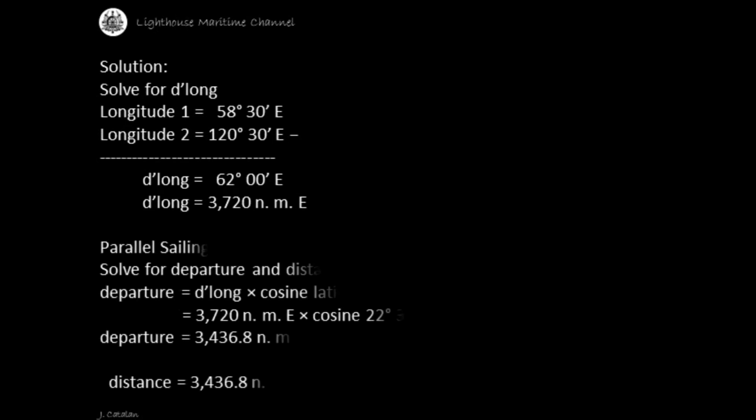Parallel sailing. Solve for departure and distance. Departure is equal to difference of longitude multiplied by cosine latitude. Distribute the value. Departure is equal to 3,720 nautical miles east multiplied by cosine 22 degrees and 30 minutes south. The result: departure is equal to 3,436.8 nautical miles southeast. Distance is equal to 3,436.8 nautical miles.